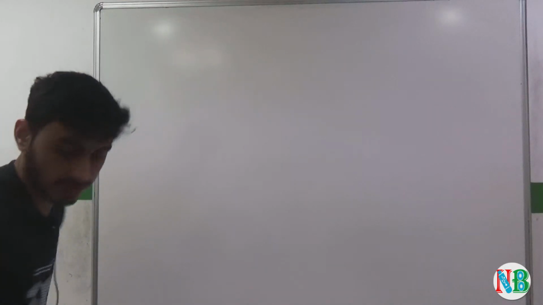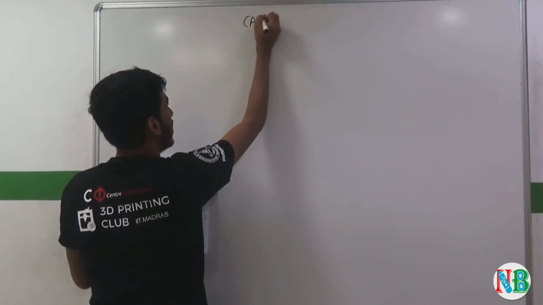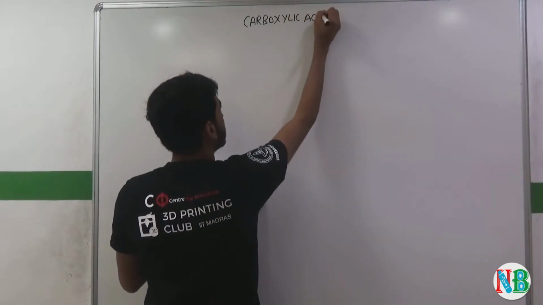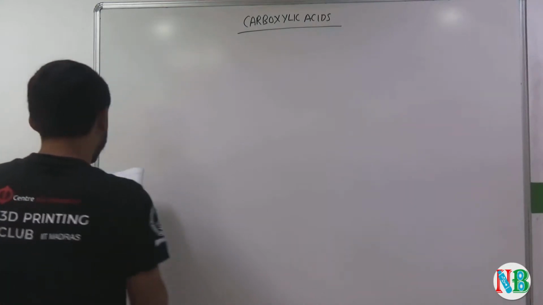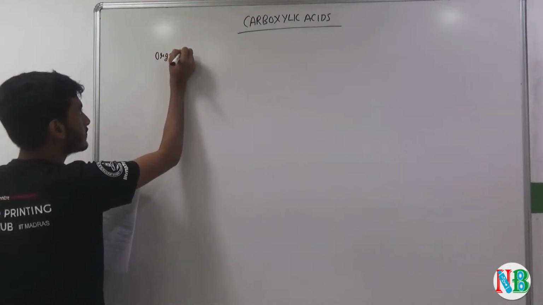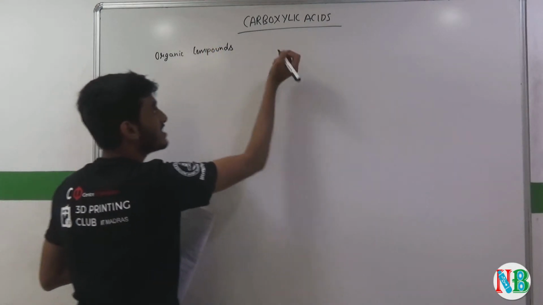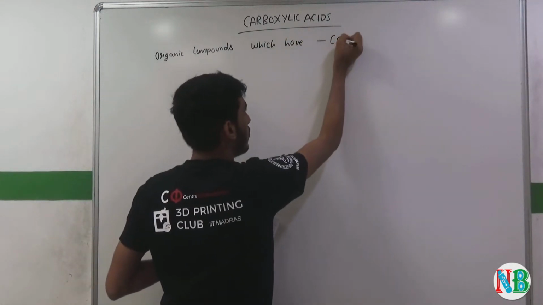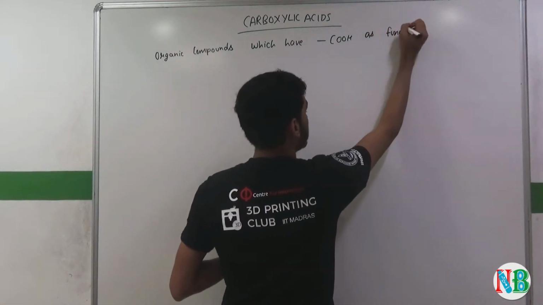Hey friends, so let's start with the next part of this chapter, acids, carboxylic acids. Okay, so the first thing is they are actually organic compounds which have COOH as their functional group. Simple.